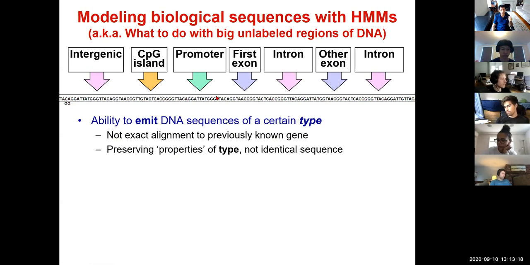So who's with me so far in this whole concept of distinguishing an exact alignment versus a class of elements that is distinguished by its characteristics rather than its exact sequence?